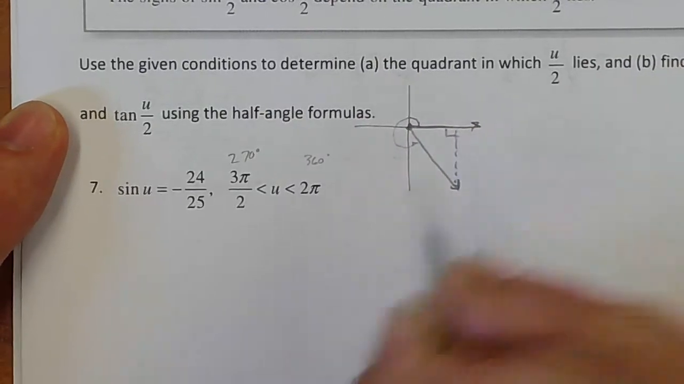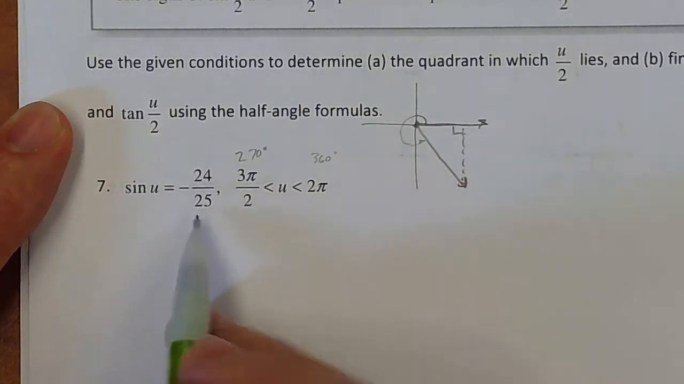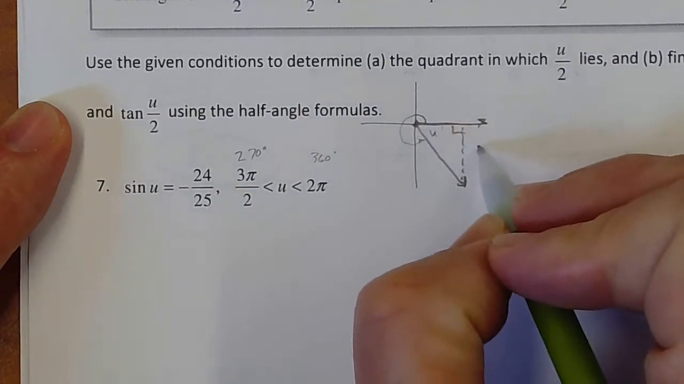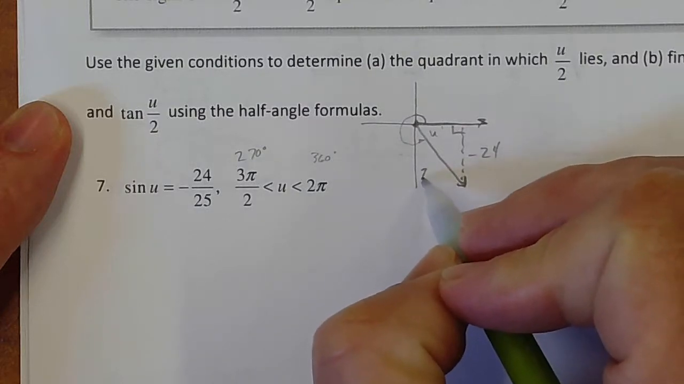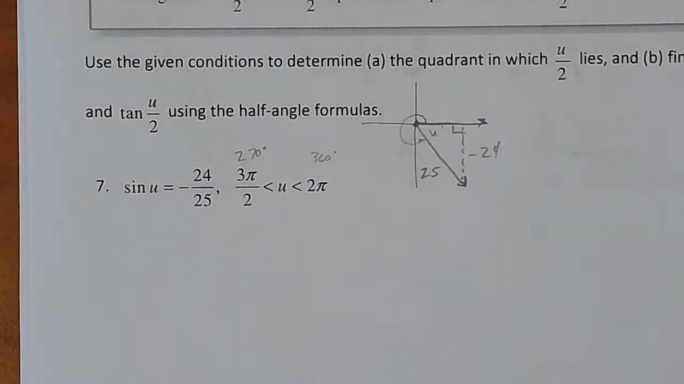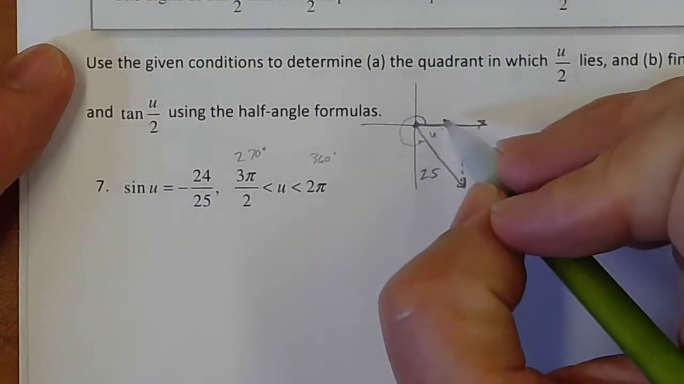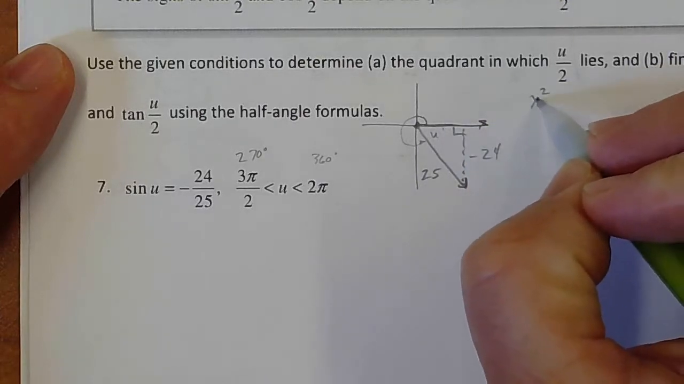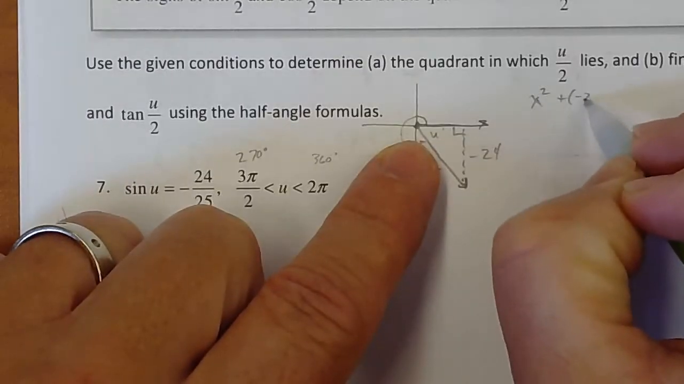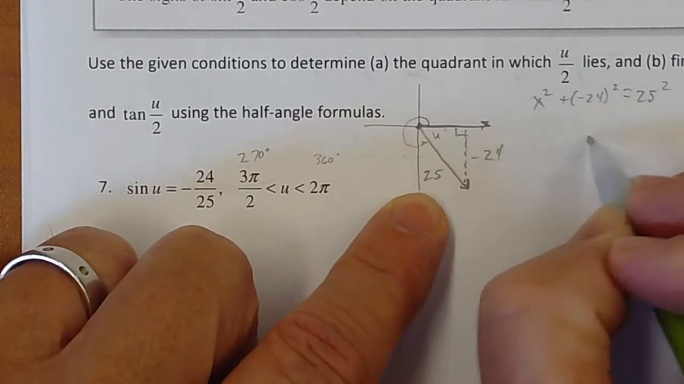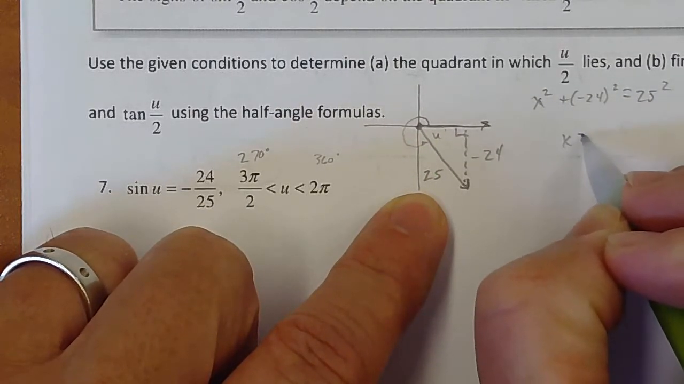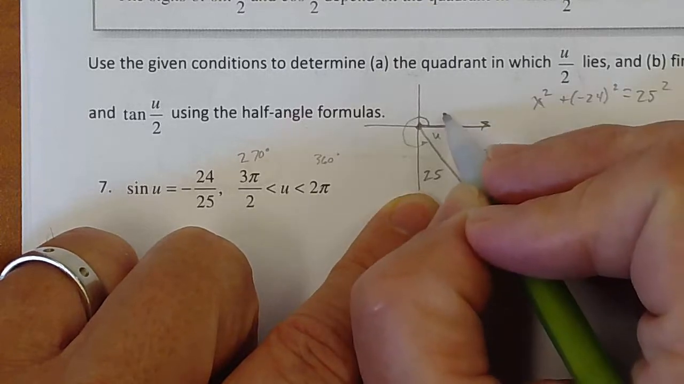Here it is. Sine is y over r, or opposite over hypotenuse. So I got a negative 24 here and 25 here. Okay, so we need to find the unknown side. It works out to be 7. It happens to be a Pythagorean triple, but if you don't have that memorized, we could just do leg squared plus leg squared equals hypotenuse squared. And once you do the math, it works out to be positive 7.